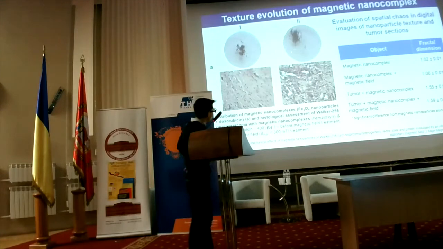What is even more interesting is that we tried to assess the difference in tumor heterogeneity based on histological sections. There were differences in the fractal analysis, one of the tools to assess chaos, or let's say heterogeneity in this case, in the studied regions of interest. We see differences in the fractal dimension between magnetic nanocomplexes with the magnetic field and without, and a higher fractal dimension in the tumor sections. The application of the magnetic field led to a higher fractal dimension, which allows us to conclude that this tissue is more heterogeneous than this one.